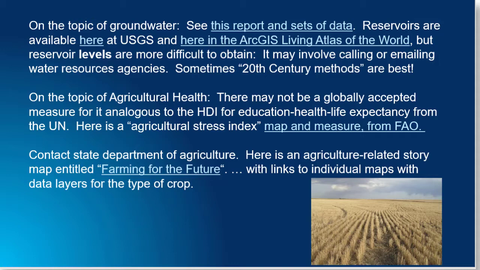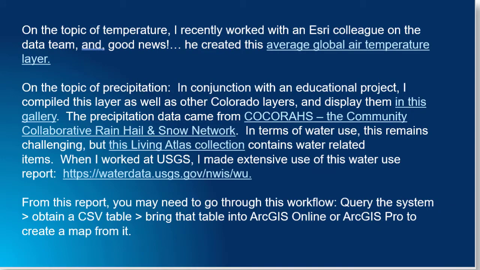Agricultural health, I found some mixed results there. An agricultural stress index from the Food and Agricultural Organization. State Department of Agricultures are good sources. There's also a story map with some links to individual map data layers. So sometimes story maps actually provide some links that are useful, even if it's not a portal like an ArcGIS hub. Continuing our investigation now, on the topic of temperature, I recently worked with an ESRI colleague on the data team, and good news. My colleague created this average global air temperature layer.